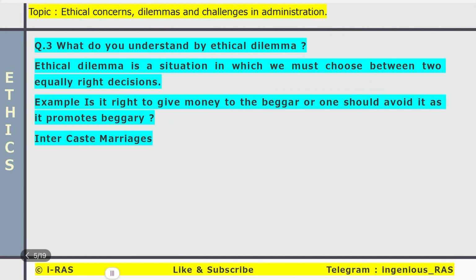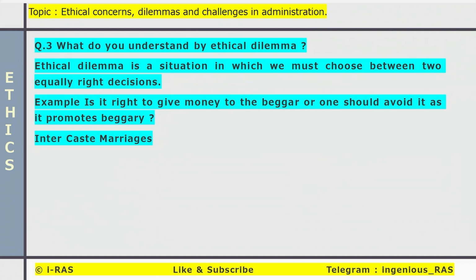What do you understand by ethical dilemma? Basically, an ethical dilemma is a situation where we are confused about which option we should choose. Both are equally correct. So an ethical dilemma is a situation in which we must choose between two equally right decisions. For example, is it right to give money to a beggar, or should one avoid it as it promotes beggary? Both are contradictory things, but one has to choose one. Either he will give money to the beggar or he will avoid it as it promotes beggary.